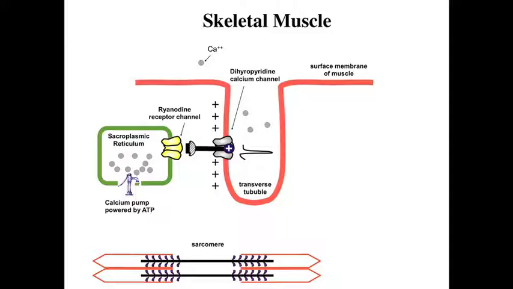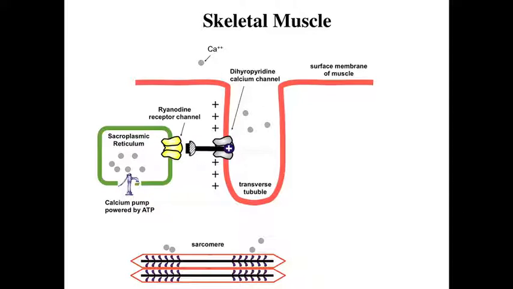The ryanodine channel is now open, and as a consequence of that, calcium flows from the sarcoplasmic reticulum into the sarcoplasm. The calcium, of course, will then bind to the troponin. The troponin will pull the tropomyosin away, exposing the binding sites, and the sarcomere will shorten.